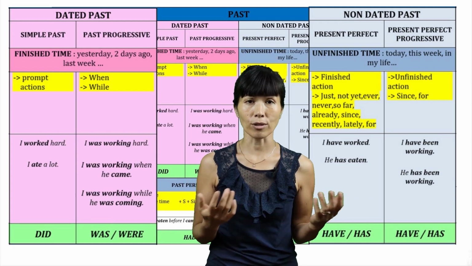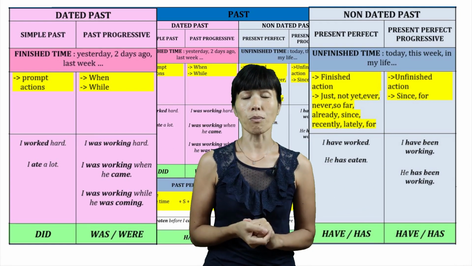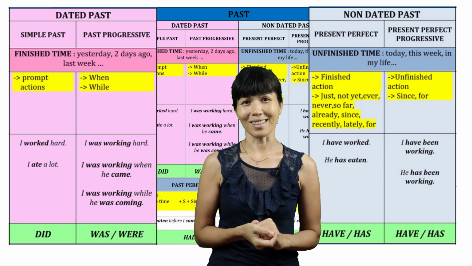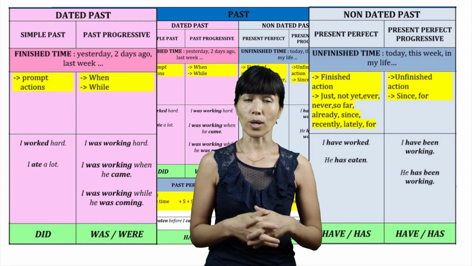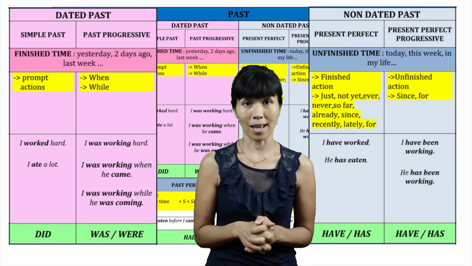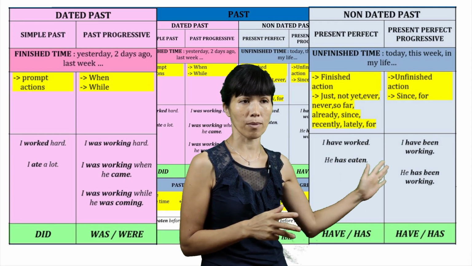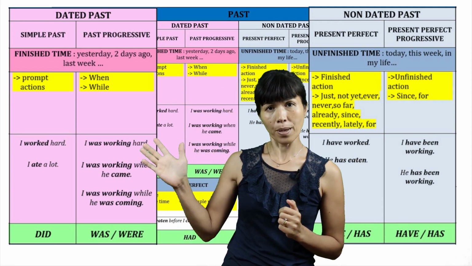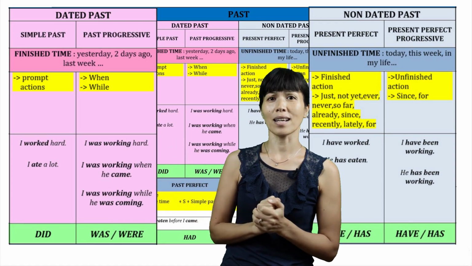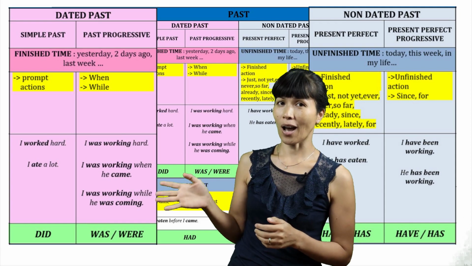This year I have traveled. So this year is not finished. We are only into the month of May. So we still have more months to go before the end of the year. So we understand the year is not finished. Time is not finished. So that's why I have indicated in my chart unfinished time, right? Once again, the pinky part of my chart is only for dated past and finished time.